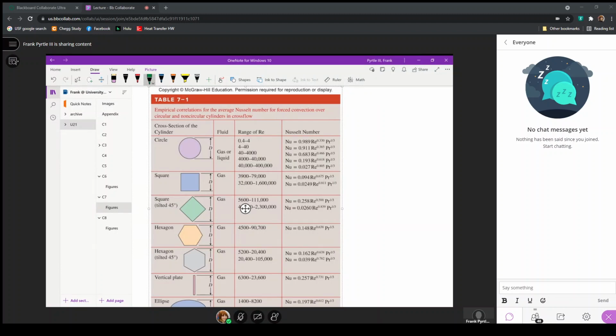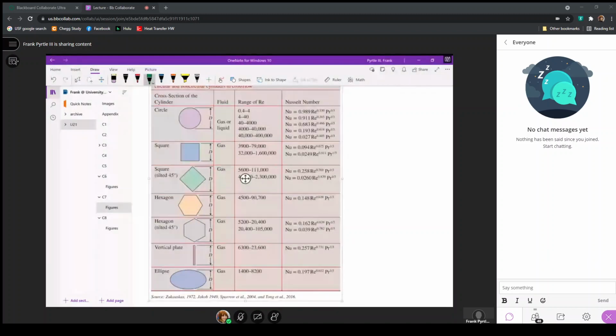This table is particularly useful when we have these non-circular cylinders to consider, because for these, the same type of correlation as I referenced on the previous page is not really a given. So these expressions for Nusselt numbers eventually allow us to get to heat transfer coefficients, because the Nusselt number is just defined as h times the characteristic length divided by k, where the characteristic length for a cylinder would just be the diameter.